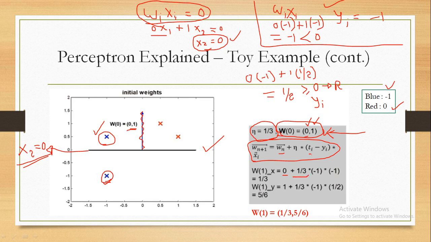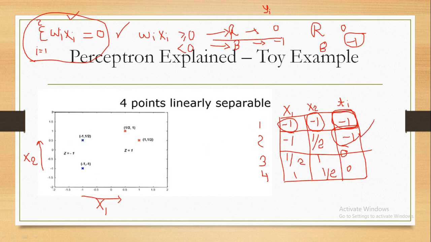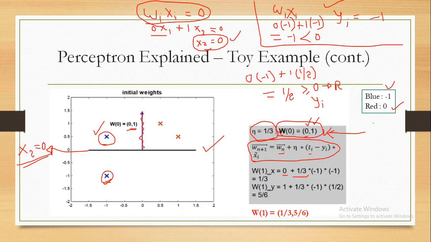What about ti? Ti, let's say, is -1. That is the actual value. What is the predicted value? The predicted value: since it was greater than or equal to 0, I predict red, and red I have actually taken as 0. So the predicted value is 0. So -1 minus 0 is -1. I write the -1 here into xi.